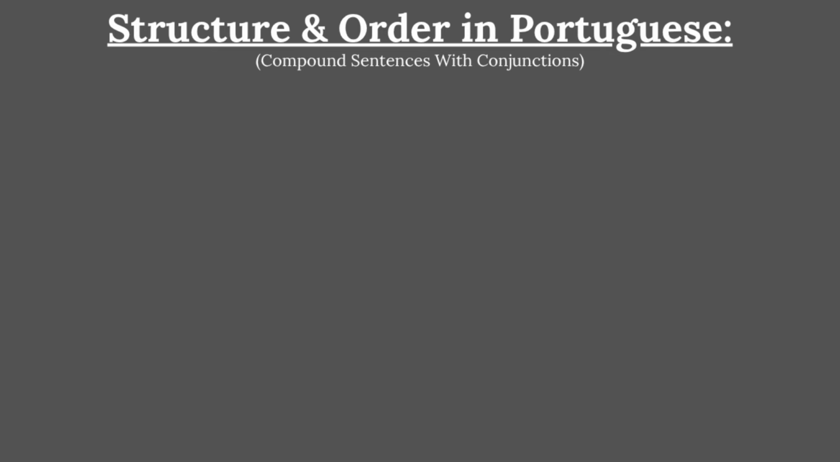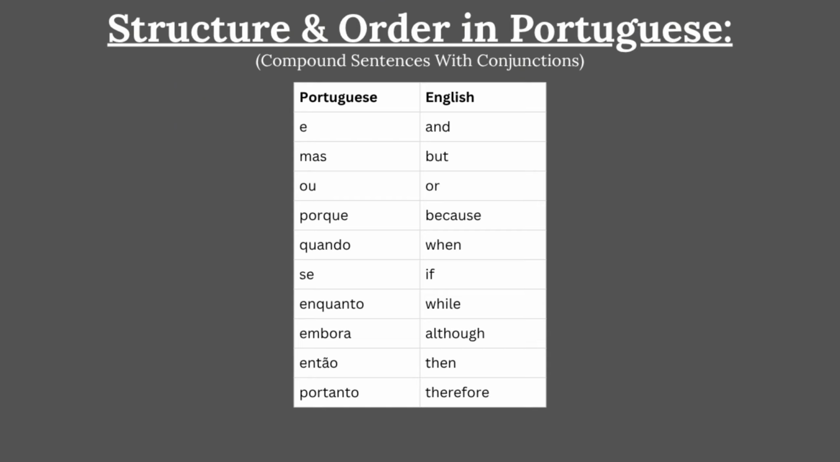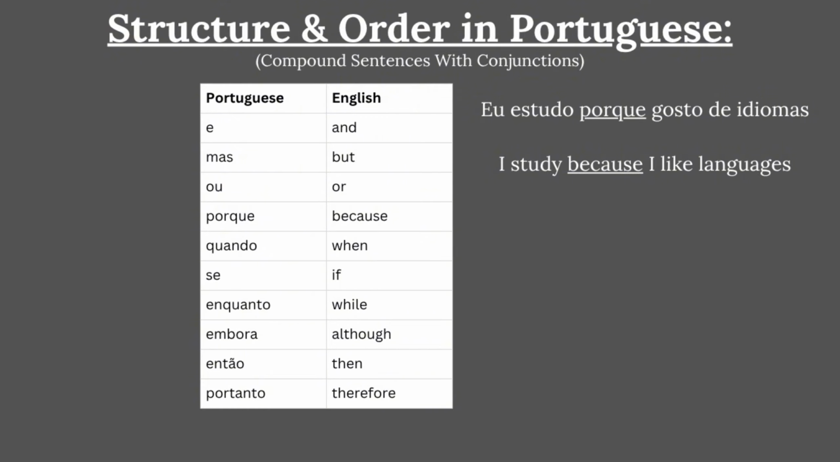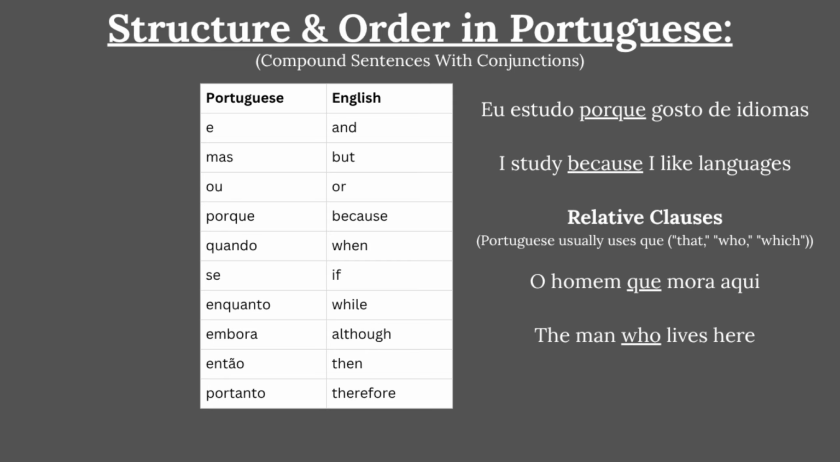Moreover, Portuguese compound sentences can be joined with conjunctions, just like in English. When following common conjunctions, we can make phrases and build sentences word by word, like saying Eu estudo porque gosto de idiomas. I study because I like languages. This concept even works with relative clauses, where Portuguese uses que, meaning that, who, or which. An example is O homem que mora aqui, the man who lives here.